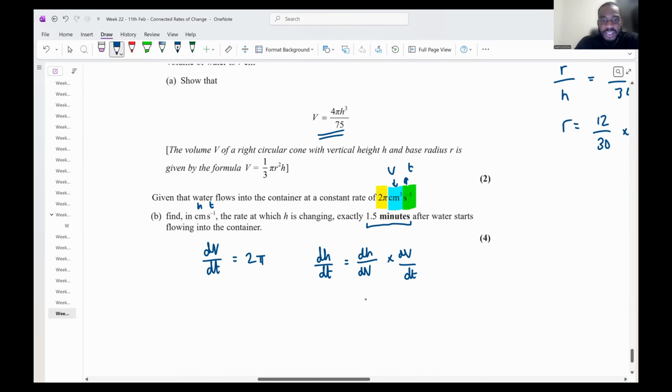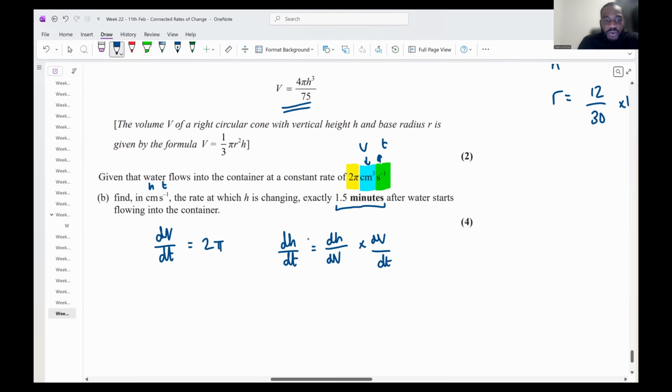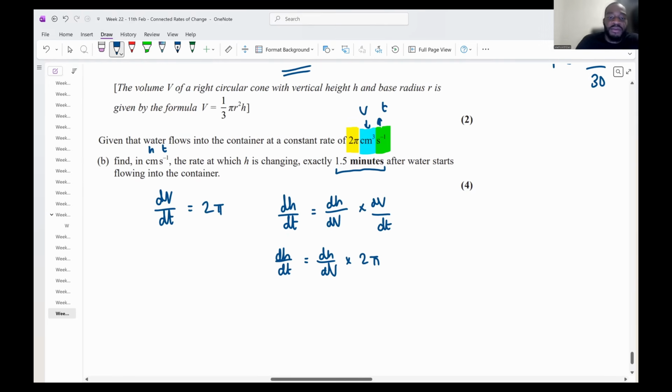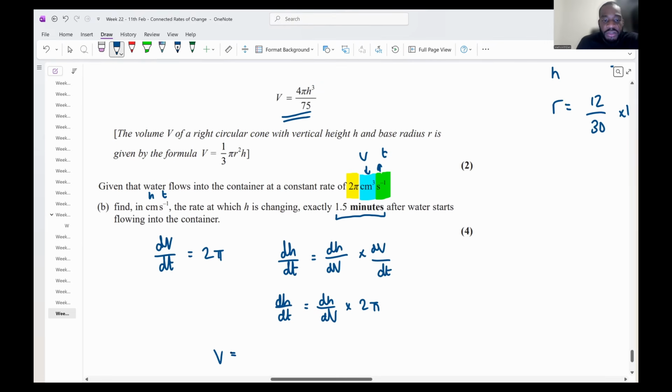Now, how do I go about doing this? Well, what do we have? We've got dV/dt is 2 pi, so I can say that dh/dt is equal to dh/dV times by 2 pi. Now, what else do I know? Well, I've got a formula for V in terms of h. I can use that to find the derivative, can't I? V in terms of h from part A is, I'm going to write the constant in the front, 4 over 75 pi h cubed.